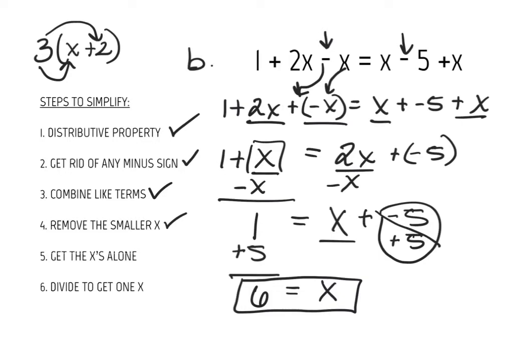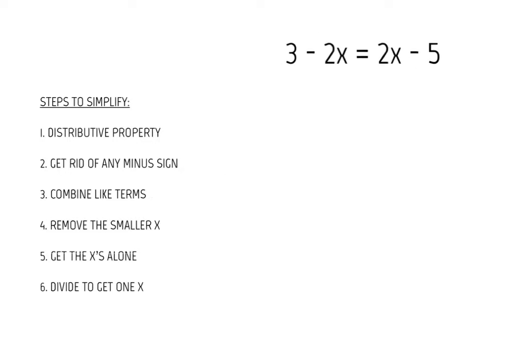Okay, let's go to the next problem. Same thing. I got my steps to simplify, and I'm going to walk through them. Distributive property, like most of the time, is already done. We don't have to do it. Get rid of any minus signs. I'm going to do this because I told you to, and we're going to move forward. So I got to turn this into a plus, which means this needs to turn into a negative 2x. Okay, and I still got the 3. On the right side, I got 2x. Then bring that down. That's a plus, and then negative 5.